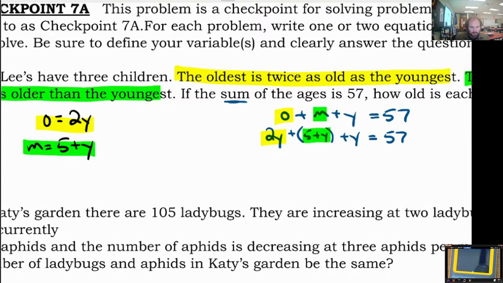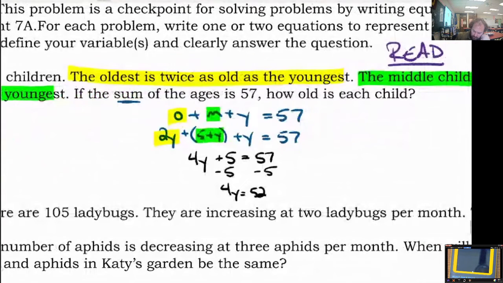Now it becomes an algebra problem. 2y plus y plus y is 4y, plus the 5, which equals 57. You subtract 5 from both sides, you get 4y equals 52. And now if you divide by 4, y is equal to 52 divided by 4, which is going to be, on my calculator, I could probably do this by hand, but whatever. It is going to be 13.